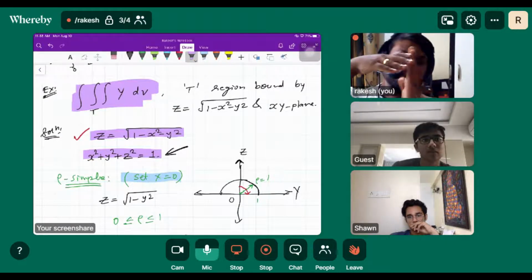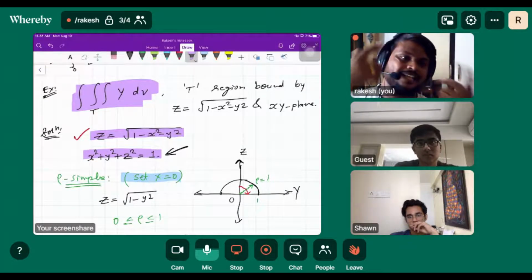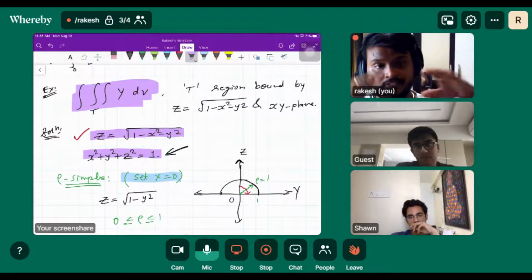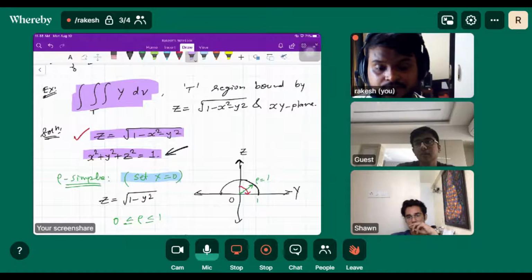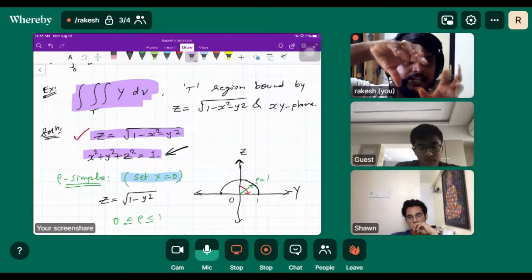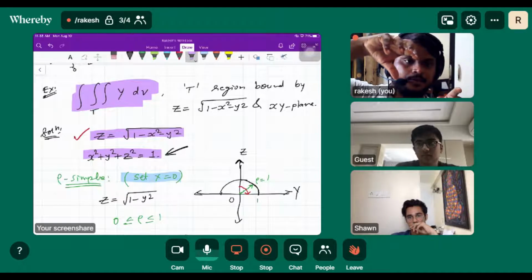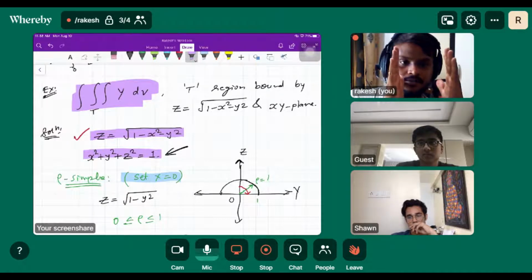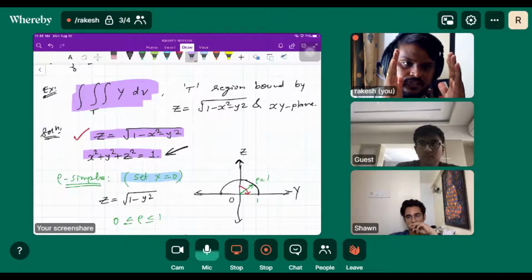Because of the symmetry, the regions cancel each other. You remember the area under the curve: if it goes from positive to negative with equal area, they cancel each other, right? But when we have to find the total area, we just put the mod around the expression.